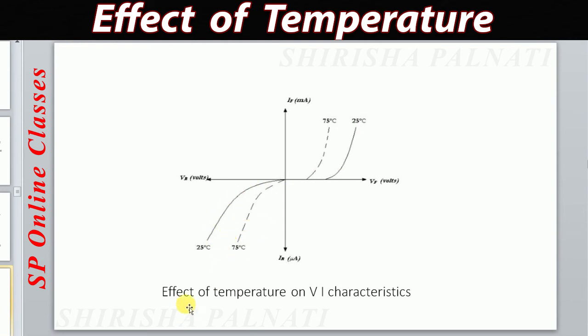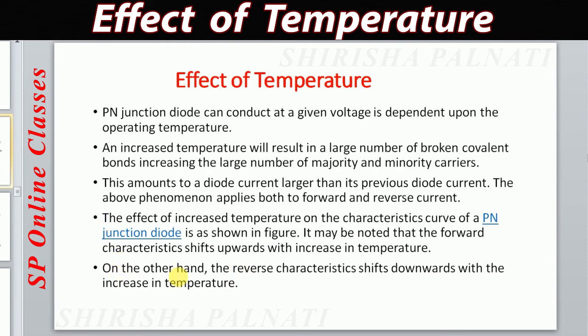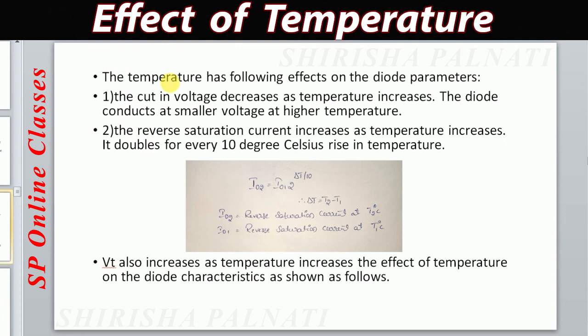This is the effect of temperature on PN characteristics. On the other hand, the reverse characteristic shifts downwards with the increase in temperature. Both are shown in the figure: this is the forward bias condition and this is the reverse bias condition. Next, temperature has the following effects on the diode parameters.